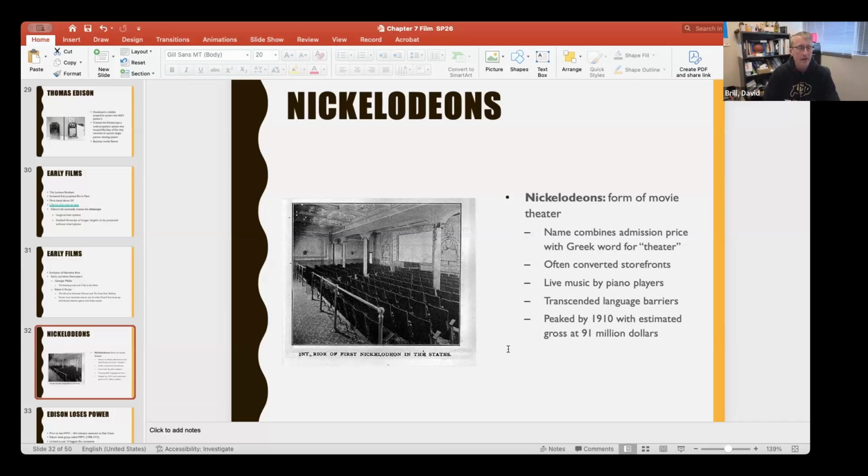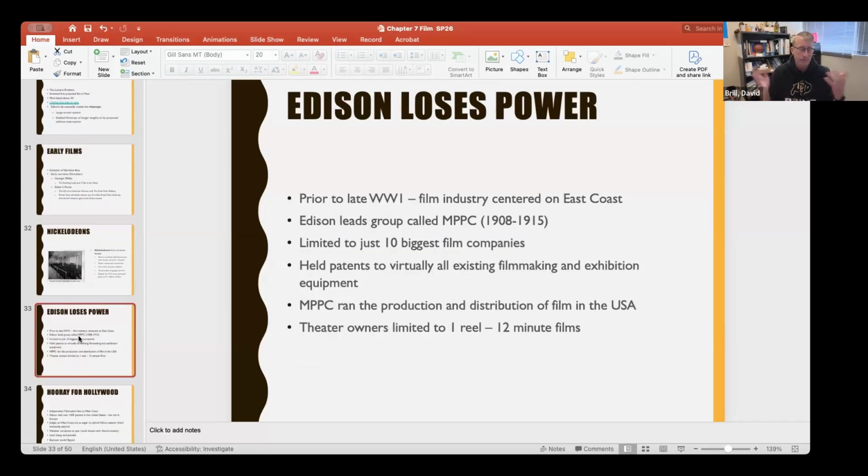In any event, back to Thomas Edison, because he plays a key role in film history. So prior to late World War I, which would have been prior to 1916, '17-ish, the film industry was really centered on the East Coast. And one of the reasons why films were limited to only like 12 minutes is because this group led by Edison, the Motion Picture Patents Company, which was limited to just the 10 biggest film companies, held patents to virtually all the existing filmmaking and exhibition equipment here in the U.S.